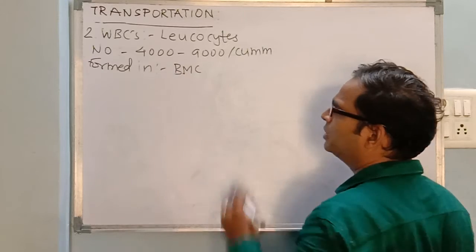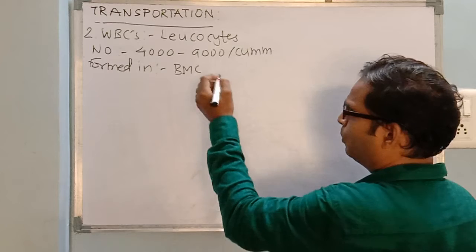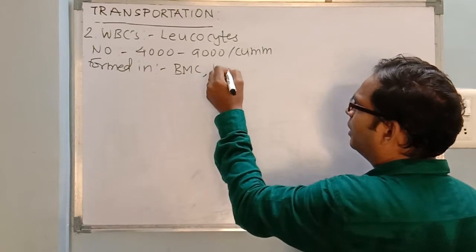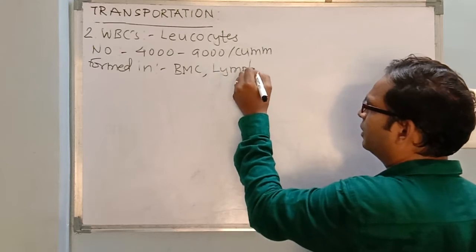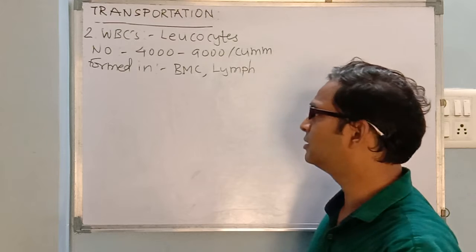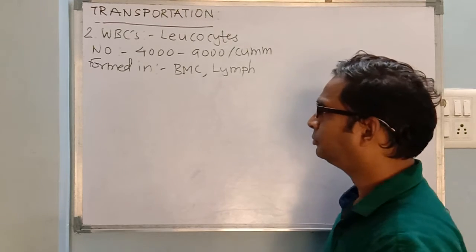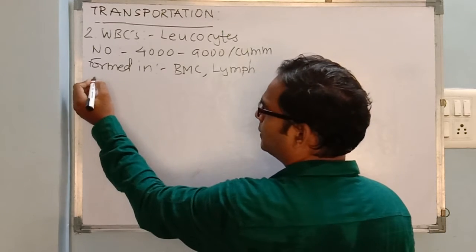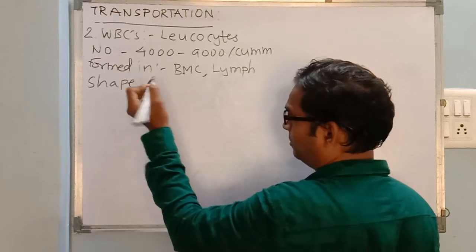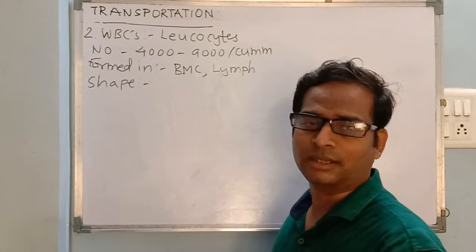So they are also produced in the same organ, that is the bone marrow cavity. They are also found inside lymph, another colorless fluid which we have already discussed in the previous video. So these WBCs also have a definite shape, you can say. Various shapes they exist in.